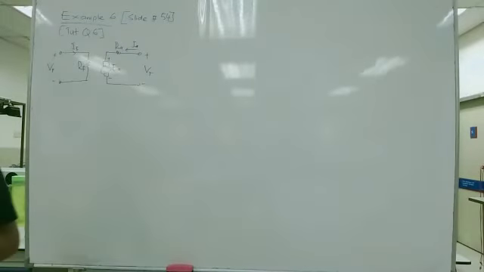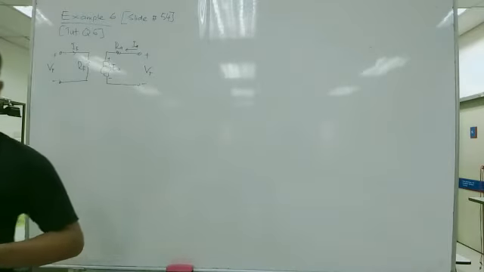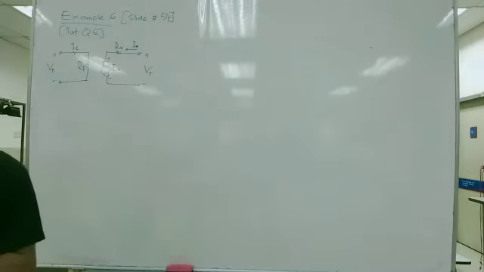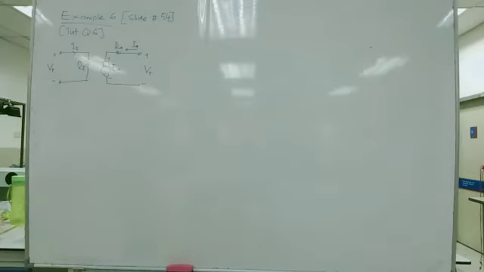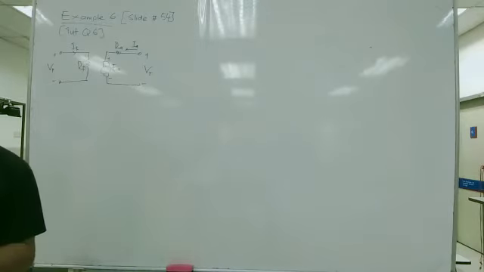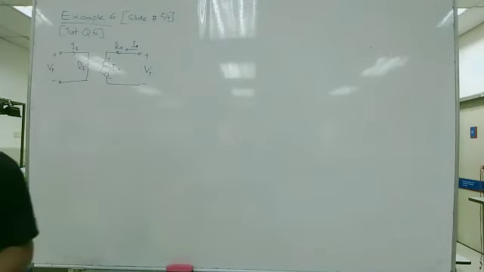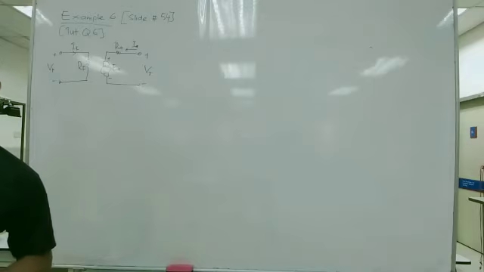Okay, example 6. In this example, the speed is controlled by two methods. The first is armature voltage control, and the second one is the flux control method.